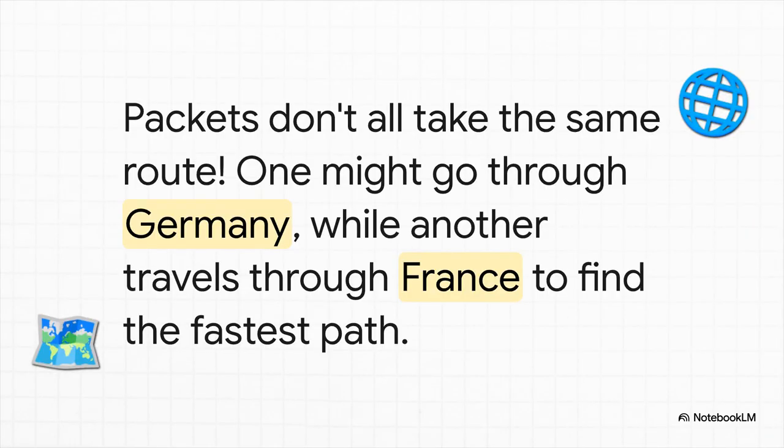Now, this is where it gets really cool and shows you why the internet is so powerful. The packets don't even have to travel together. To get from New York to Tokyo, one packet might zip through London and Germany, while another one might go through Los Angeles and Hawaii. The network is constantly calculating the fastest, least crowded path for every single packet.